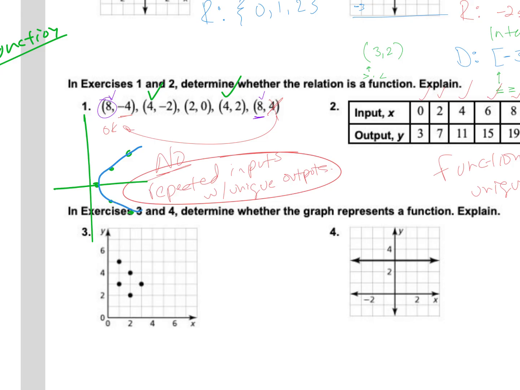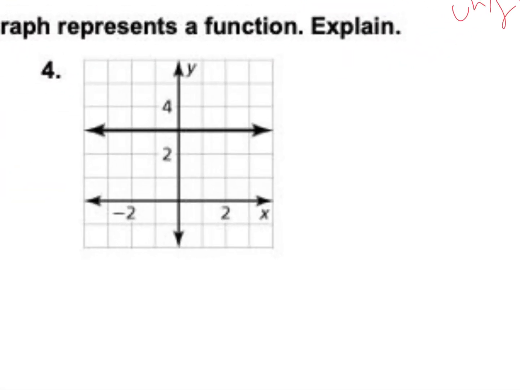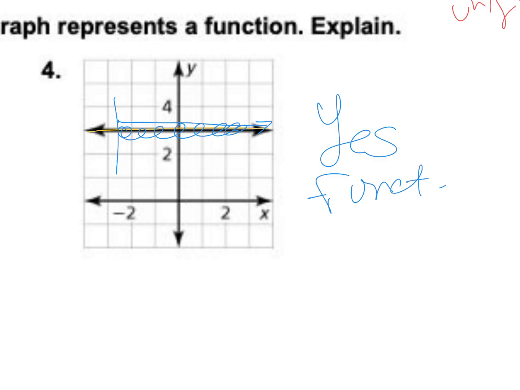So you could say it fails because of the vertical line, which is what we're about to do down here. Here's a vertical line. We hit 2 different ones. So no, this is not a function. Our explanation is vertical line test. Over here, that is a flat line. If I drag a vertical line across it, I'm only ever hitting 1 point. So, yep, that's a function. Yes, a function because of the vertical line test.